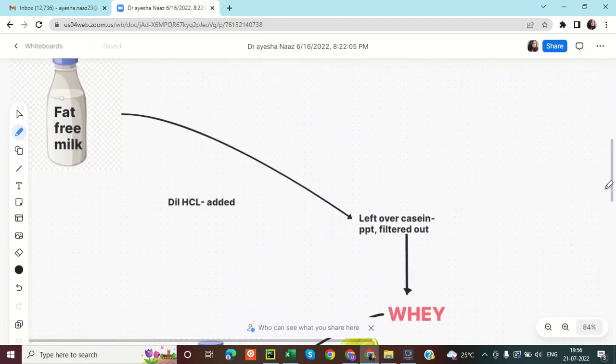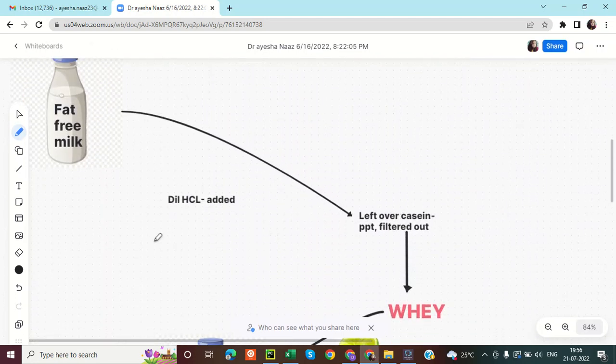This we have to remove totally from our product so that we can ultimately have sugar of milk. For this removal of the protein portion, we need to acidify the milk with the help of dilute HCl. When we add dilute HCl to this fat-free milk, the leftover casein, which is the protein portion of the milk, precipitates. Casein and albumin are the two major constituents which we have to remove. First, casein is coagulated, precipitated, and filtered out.